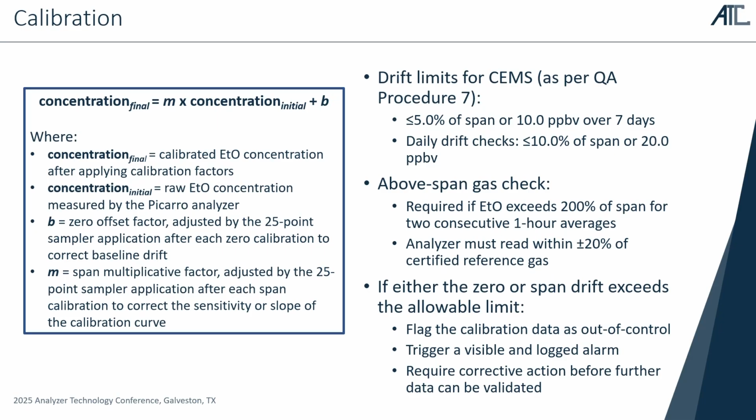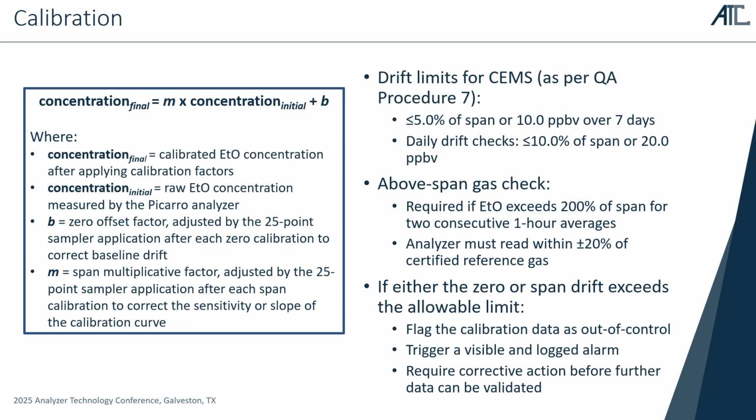So you'd have to do a 7-day span, 0 and span drift check to certify the system, and then you have to do daily or every 3 days, depending on the type of application, to maintain the quality assurance of the system. The other thing that's required for these regulations is the above span check.